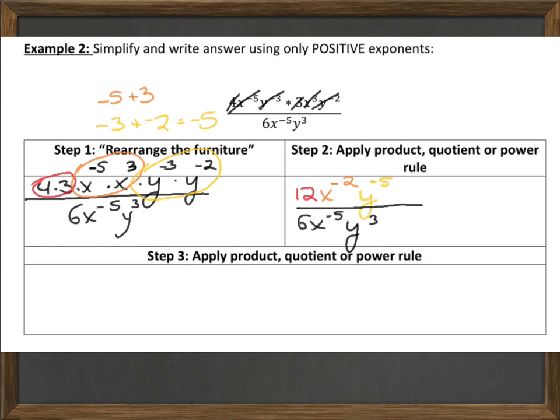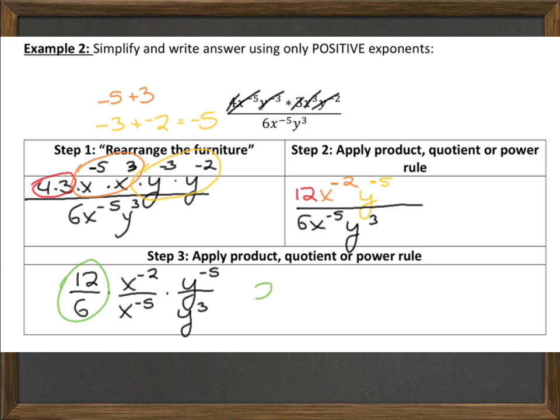Okay, so now what can we do? Well, there's nothing else I can do to simplify the numerator by itself. If I look at the denominator, there's nothing I can do to simplify just the denominator. Therefore, I must have to graduate to looking at the quotient rule. So I'm going to have 12 over 6 times x to the negative 2nd power divided by x to the negative 5th power times y to the negative 5th power divided by y to the 3rd power. Okay? So let us start with our first term, which is just the coefficient, right? 12 divided by 6. So 12 divided by 6 is 2.